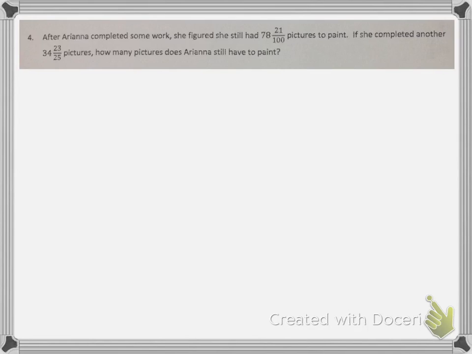The answer is, well, I've got to figure it out first. So here we go. After Ariana completed some work, she figured she still had 78 and 21 hundredths pictures to paint. If she completed another 34 and 23/25ths pictures, how many pictures does Ariana still have to paint? Well, I'm trying to find the difference here, and the difference is a subtraction problem.